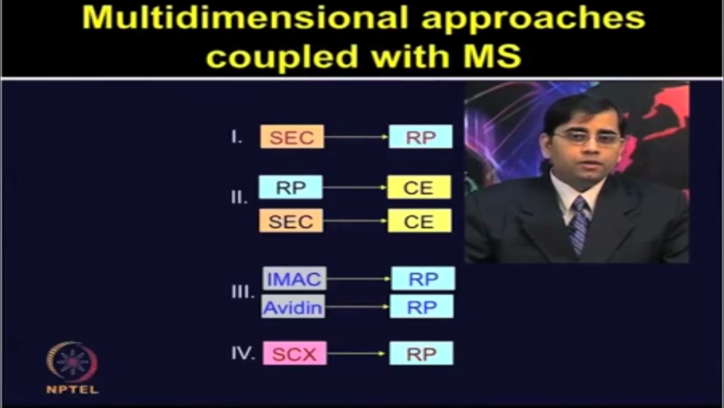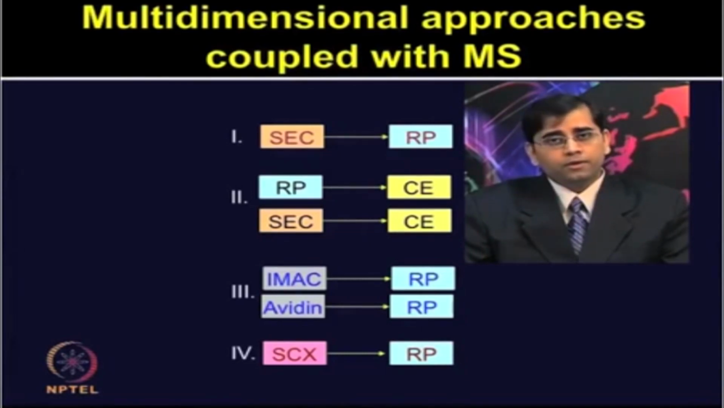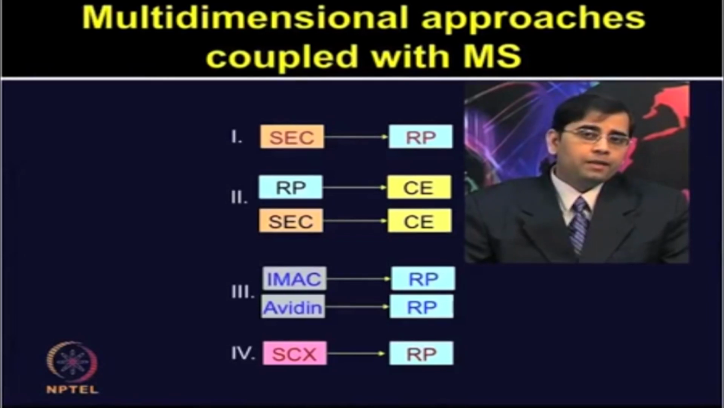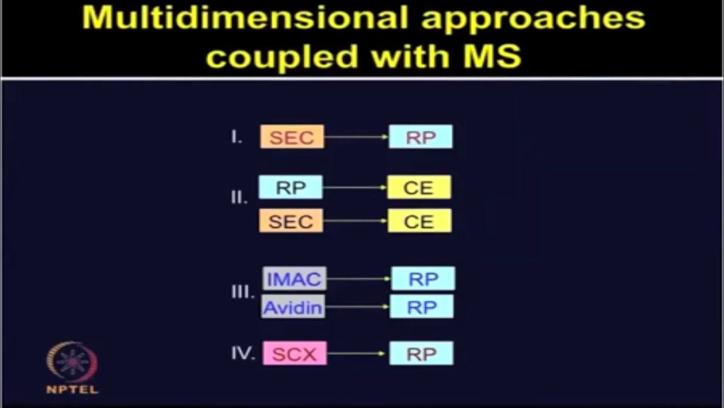Other approaches include reverse phase chromatography followed by capillary electrophoresis, or size exclusion chromatography followed by capillary electrophoresis. Due to the limited loading capacity and low loading volume of capillary electrophoresis, again it is not very popular. The affinity chromatography based separations such as IMAC or avidin, followed by reverse phase chromatography, are commonly used, and a strong cation exchange followed by reverse phase is most commonly used.